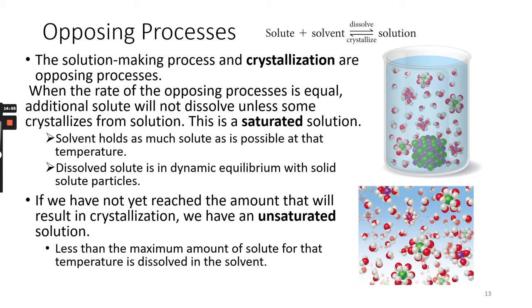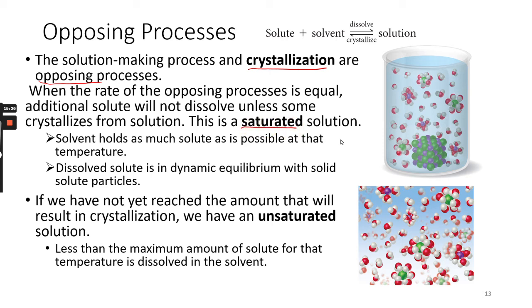So the solution making process and crystallization process go in reverse order. They're opposing processes. And you might have done crystallization before. Have you ever made rock candy? That is a crystallization process. When the rates of the opposing processes are equal, adding a solute will not dissolve unless some crystals form. And this is called saturation.